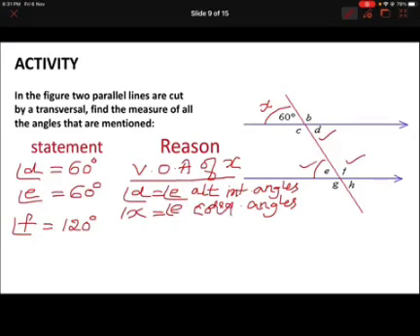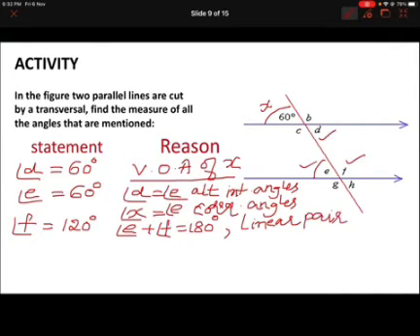So this is corresponding. Now here I said F is 120 degrees. How is that? Angle E plus angle F equals 180 degrees. How many of you agree with me? Reason is linear pair. They form a linear pair. Okay, so we found three more angles. I'm sure now you got the trick how to find out the angles.